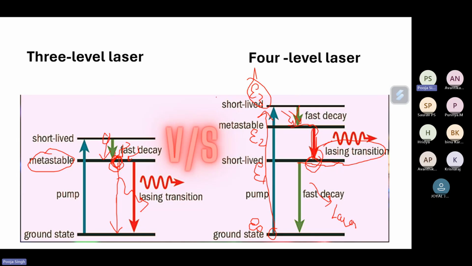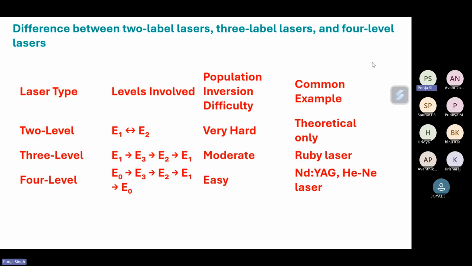Accordingly, wherever the population inversion is found, the electron will emit the photon once it reaches the ground state. Okay, so this is the difference between the 3-level and the 4-level laser. Conclusively, if you have to see the difference between the 2-level laser, 3-level laser, and 4-level laser.